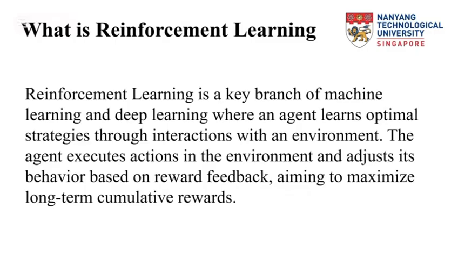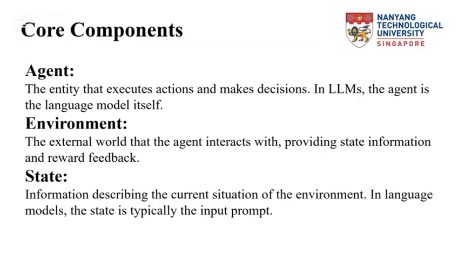RL is a key branch of machine learning and deep learning, where an agent learns optimal strategies through interactions with an environment. The agent executes actions in the environment and adjusts its behavior based on reward feedback, aiming to maximize long-term cumulative rewards. And then there are some core components of RL.